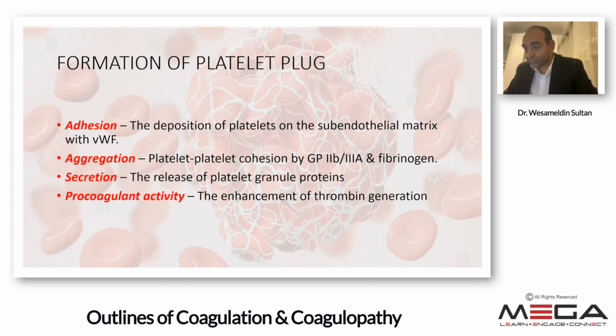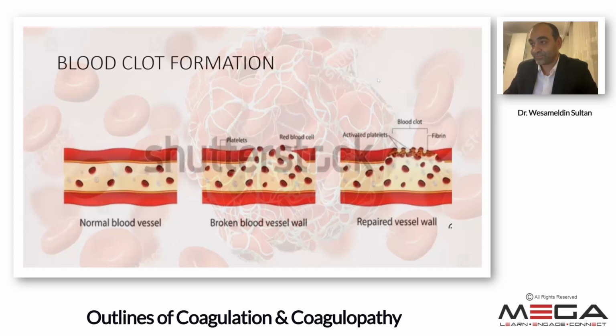After that, some mediators are released into the circulation, which aggregate the platelets to be deposited at the site of injury. The platelets also secrete granules, which help in the formation of the platelet plug. And by the way, the platelet has a procoagulant activity which stimulates the clotting cascade by thrombin generation. So this diagram shows how the platelet plug is formed at the site of injury by platelet adhesion and aggregation.